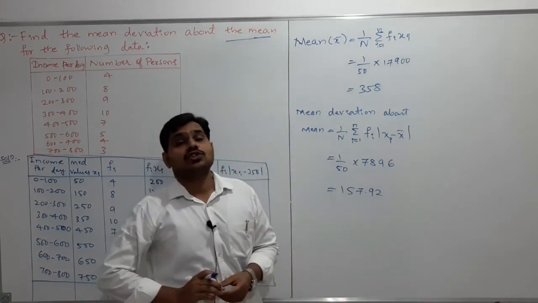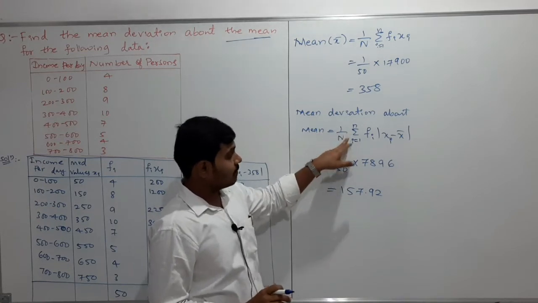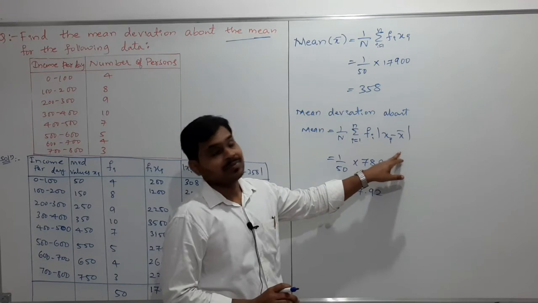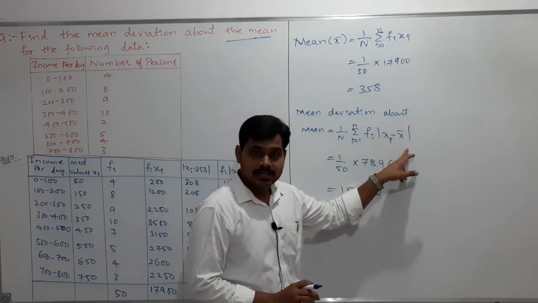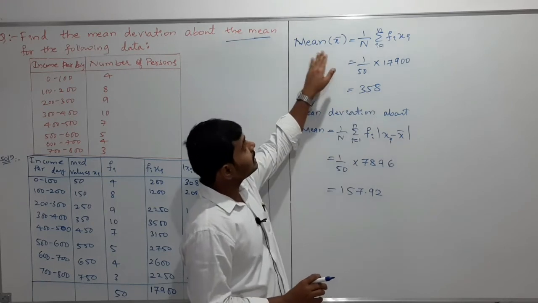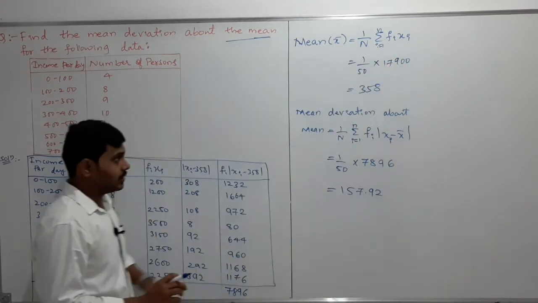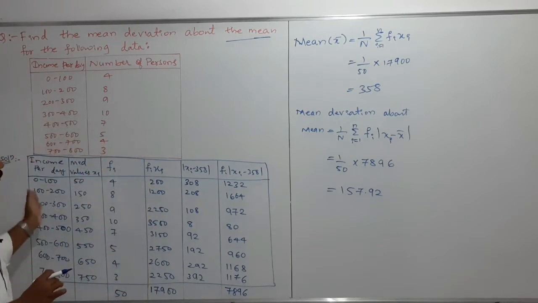So first of all we should know the formula. The mean deviation about the mean formula is 1 divided by N into summation of fi into modulus of xi minus x bar. It means we should know the xi values and x bar. What is x bar? X bar is nothing but the mean. So what is the formula? Mean is equal to 1 divided by N into summation of fi into xi.